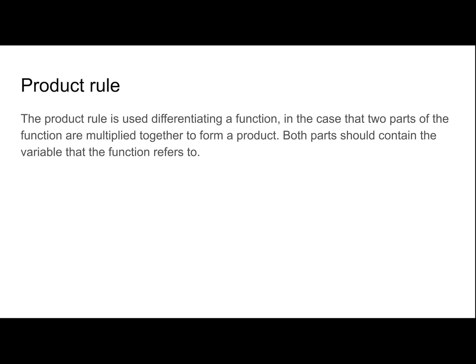In this case, this is when a function has two parts and these two parts are multiplied together to form a product. The key thing about both of these parts is that both must be a function of the variable that it refers to. For example, if it's f of x, then both of these parts need to contain the variable x. On the other hand, if it's f of z, for example, then both parts must contain the variable z. So both parts have to contain the variable that the function is referring to.